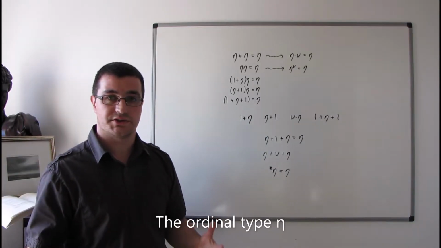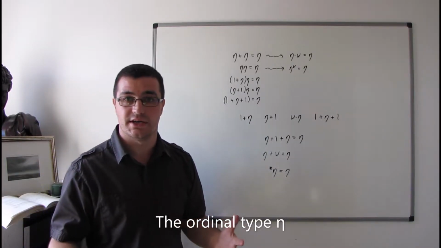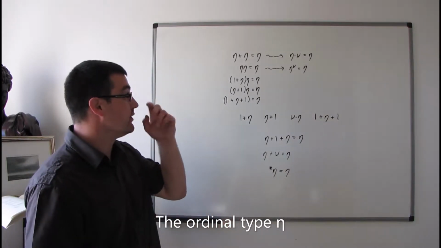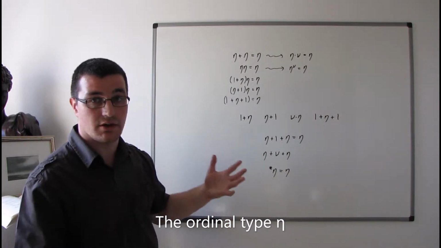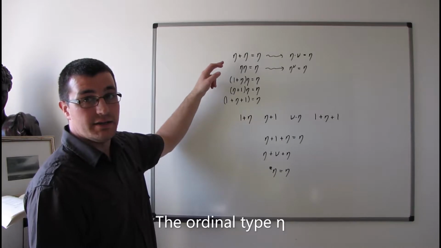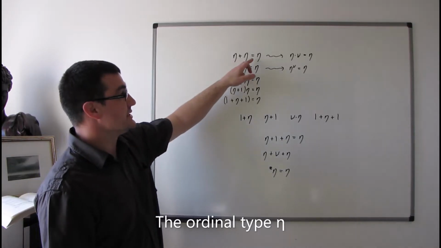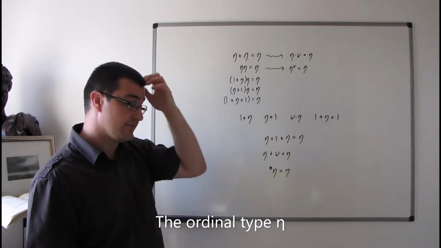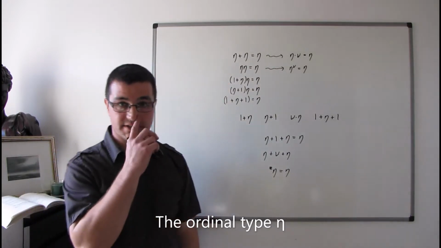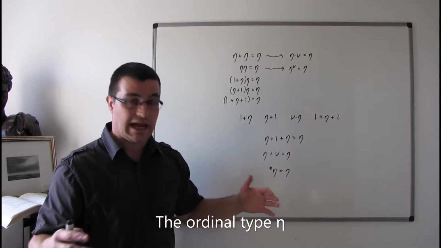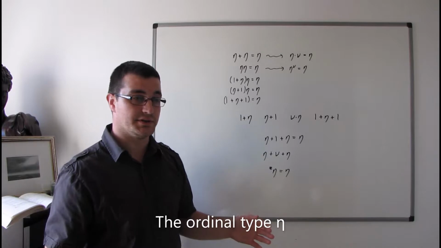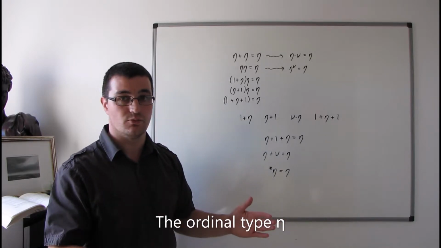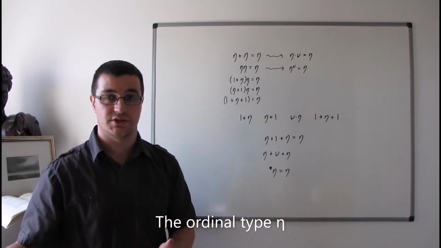So let's have a look now at some of the arithmetical operations that we can do involving eta on this ordinal type eta. Then eta plus eta is equal to eta. So we can visualise eta plus eta as kind of the aggregate of rational numbers greater than 0 and less than 1, and greater than 1 and less than 2.